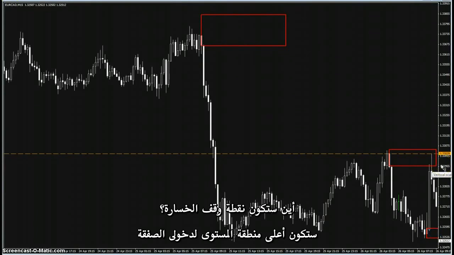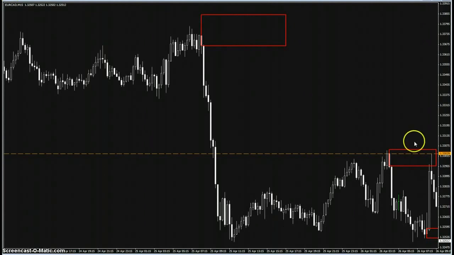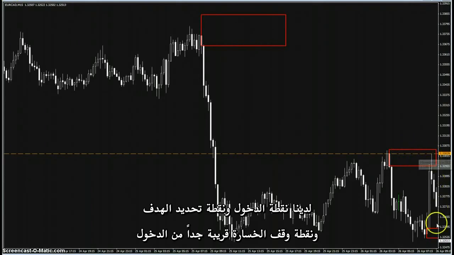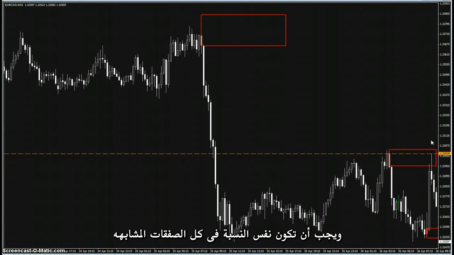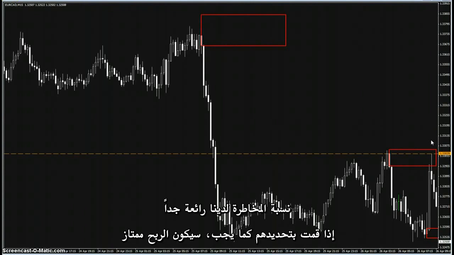Now where's my stop? My stop for these trades is always right above or below the level I'm using to take the trade off of. So my stop in this case would be right above this red line here. So you get an entry there, your target's here, your stop is almost a tenth the size of your target. So your risk reward ratio on this trade is like 10 to 1, and it should be somewhat similar for nearly all these trades. So your risk reward ratio is fantastic, and if you do this right, your win rate is going to be fantastic also.